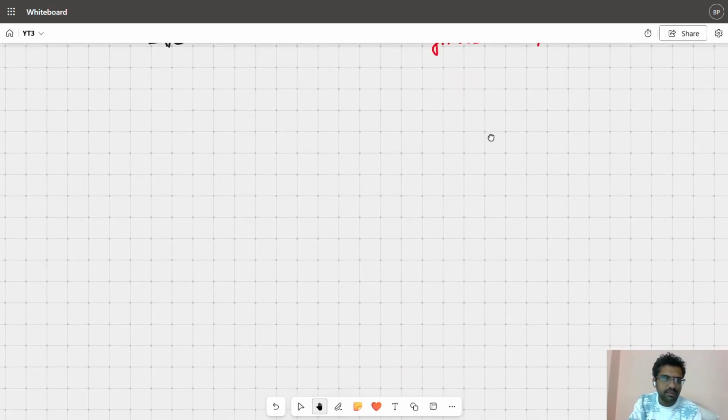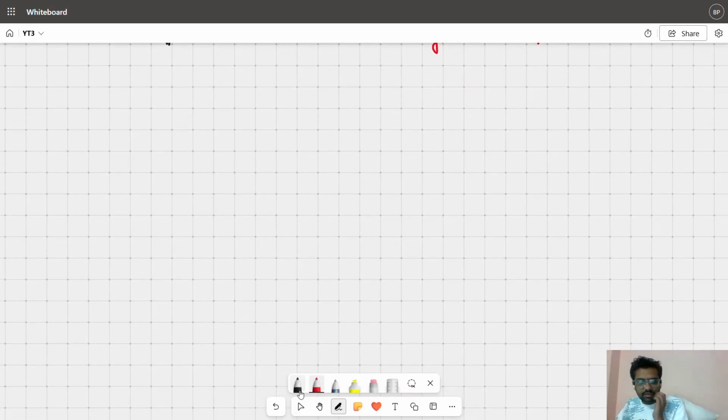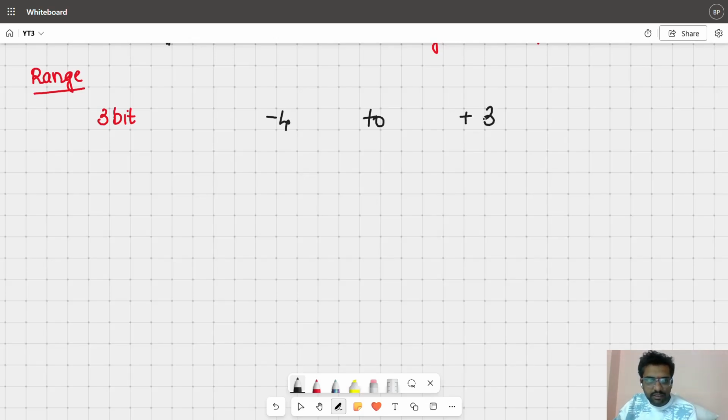What happens with the range? That will be the valid question. So the range: for a 3-bit value, I'm able to successfully represent from minus 4 to plus 3. Is that okay? When I'm able to represent from minus 4 to plus 3, I can write minus 4 as minus 2 square, and I can write 3 as 2 square minus 1.